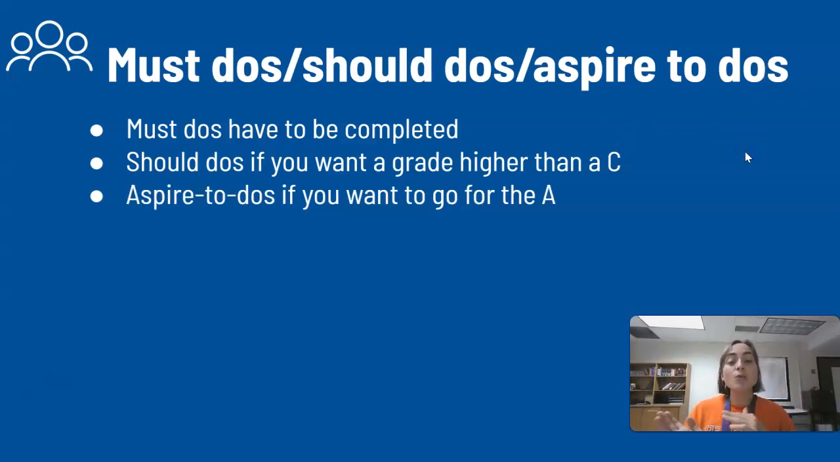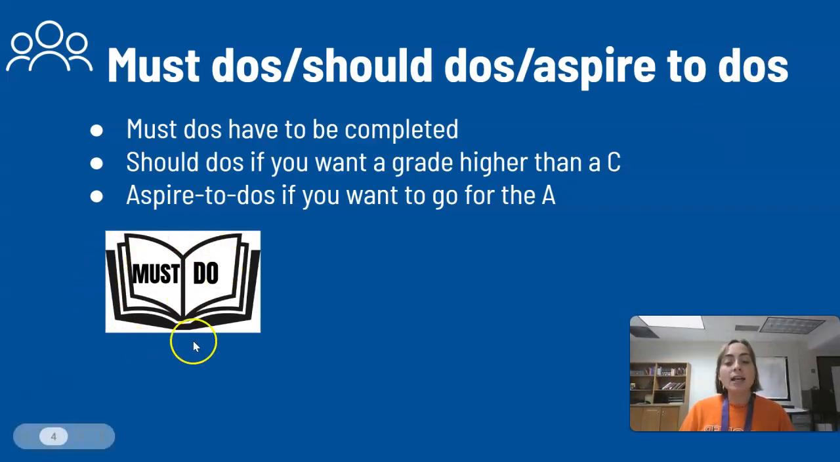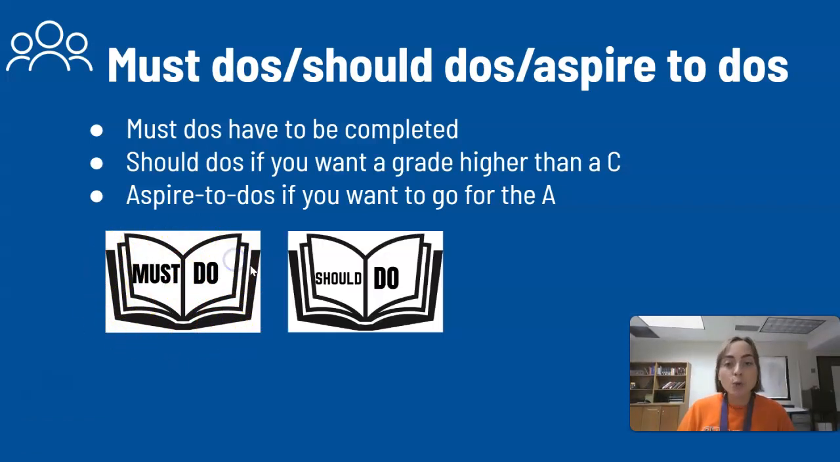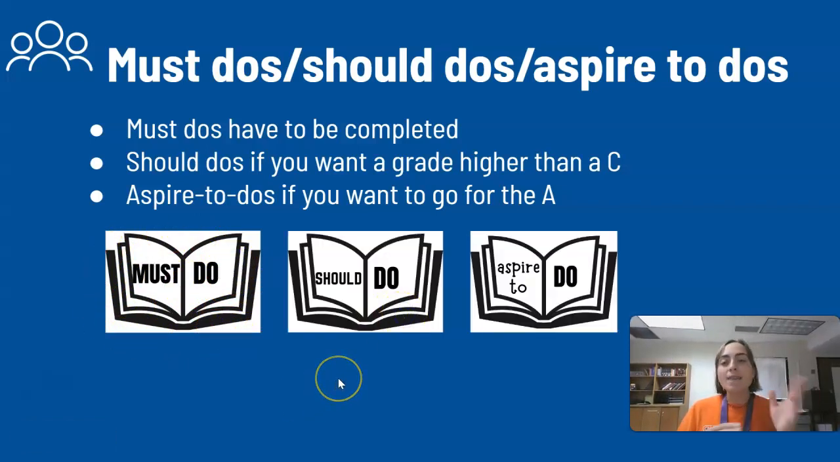And then aspire to do's are really this goal. If you want to go for an A, if you really want that extra practice and work to master the skills even more, you should do all of the aspire to do's. So you'll see next to each lesson in the packet these little designations. Like you'll see that it says must do, should do, or aspire to do, and that's going to help you keep track of those different components in each lesson. So as a reminder, you have to do all the must do's. You should do the should do's, and aspire to do's are really that, like, I want to go for an A and I want to do really well.